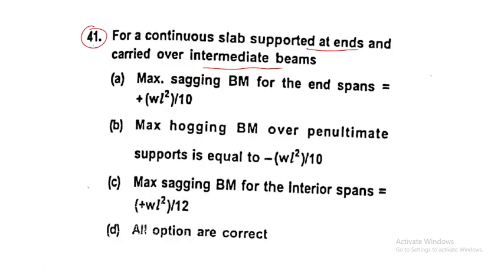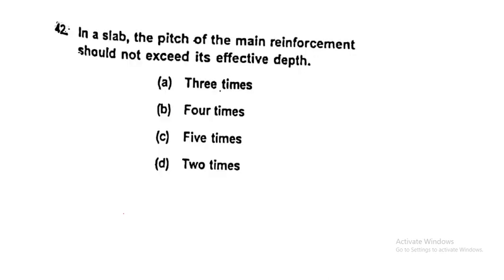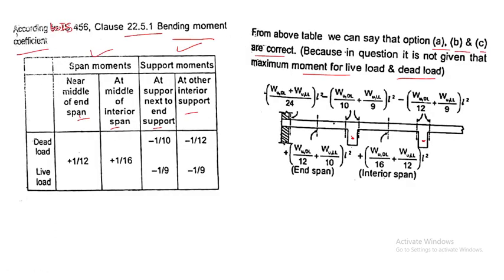You can see the maximum moment for the end span is WL square by 10. The maximum hogging bending moment over the penultimate support is minus WL square by 10. The maximum sagging bending moment for the interior span is WL square by 12. So all options are correct for the given question. Next question, right? You can see in the sketches also they have already written it.